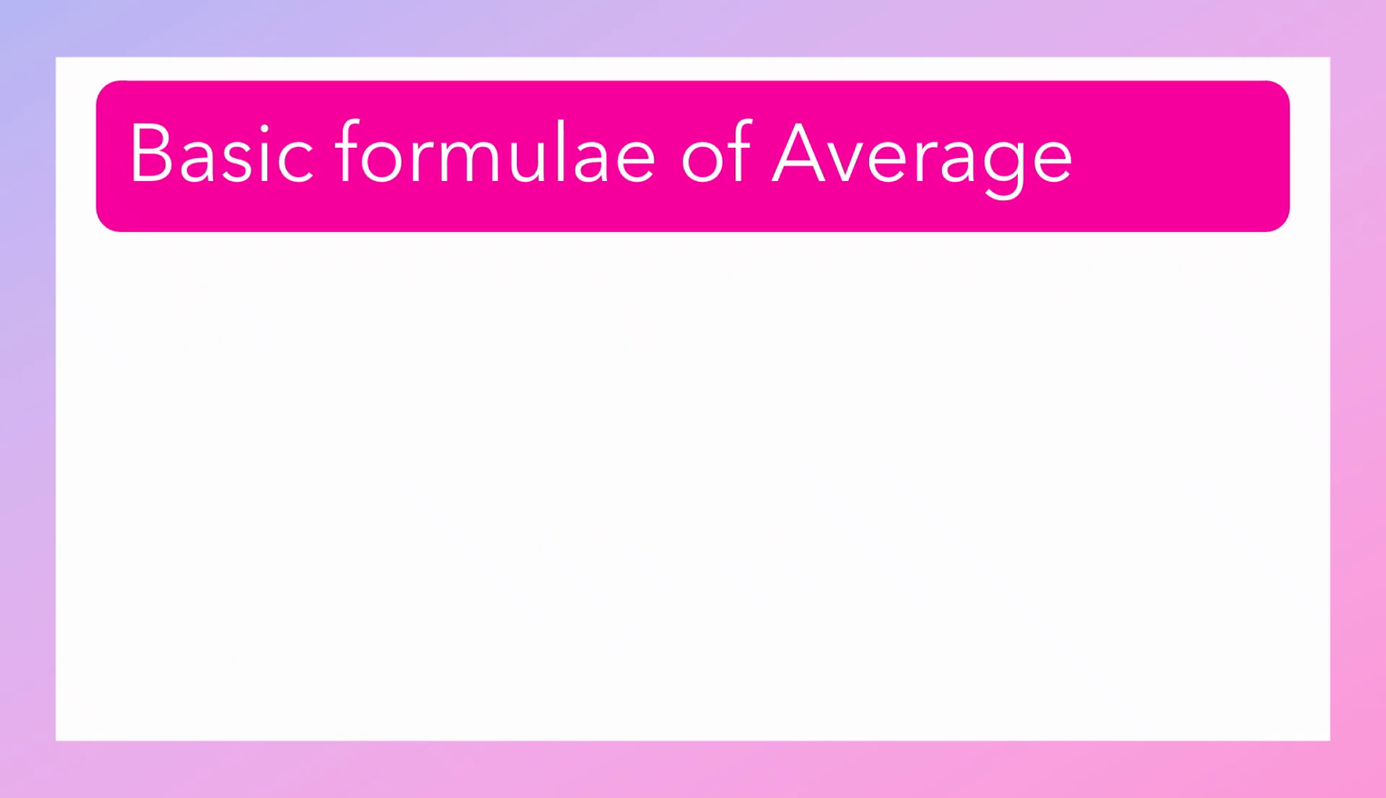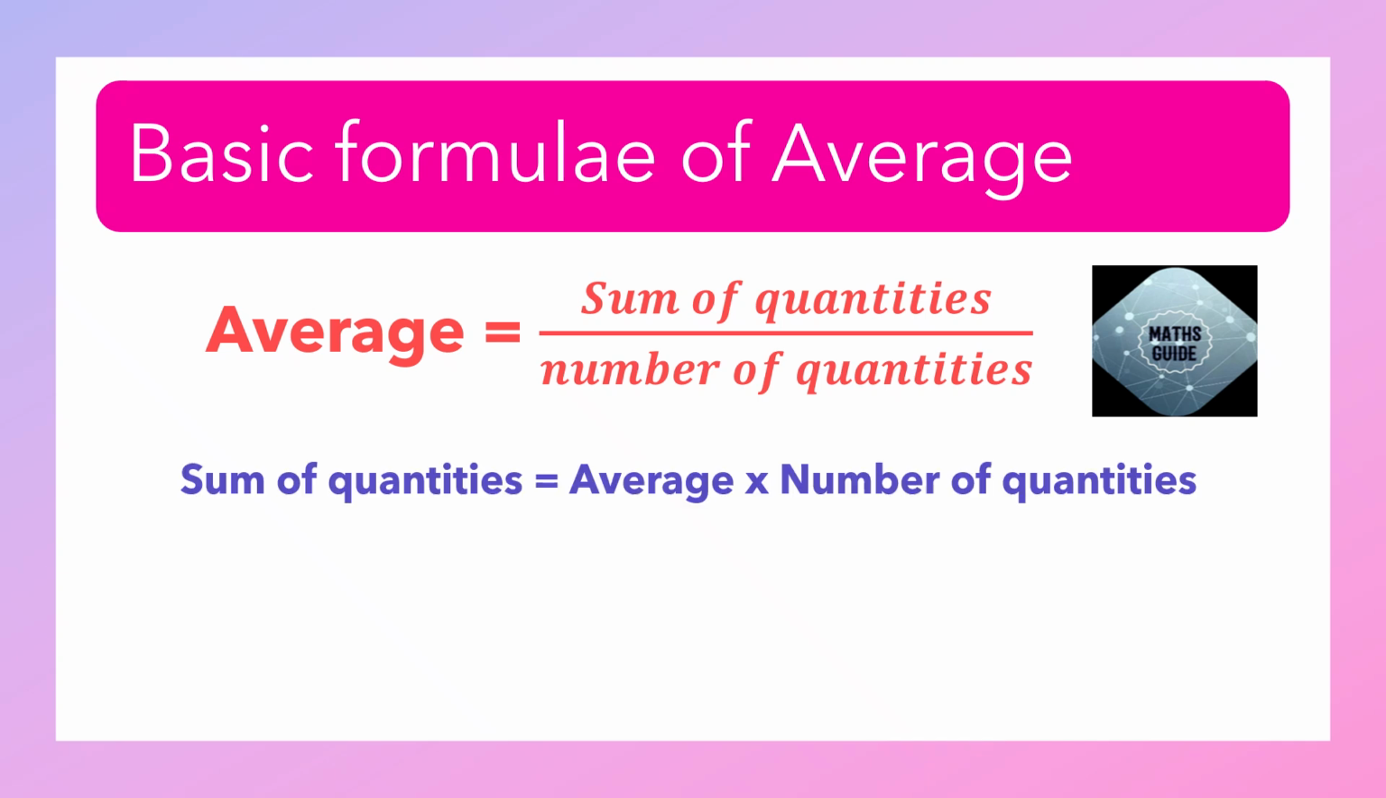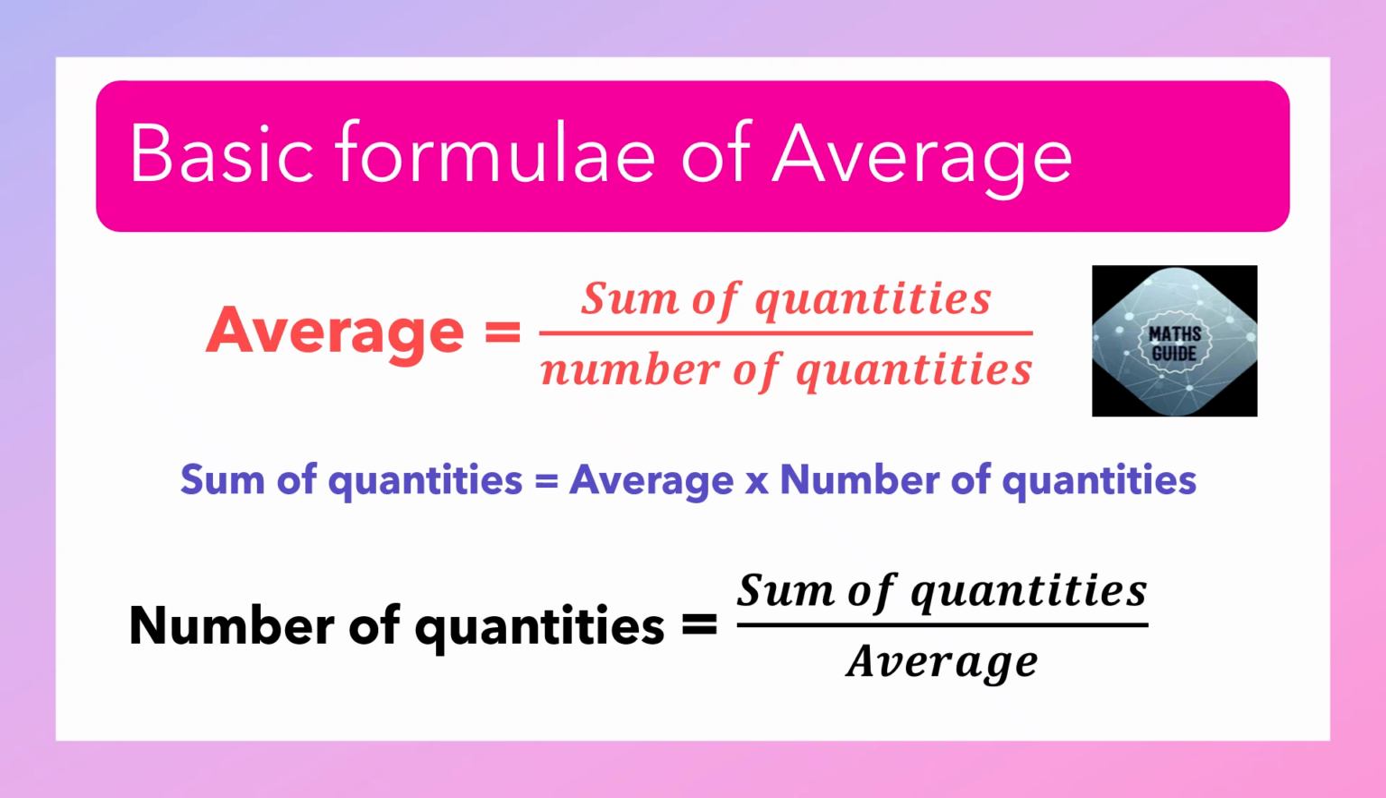As it is now understood that average is the equal distribution of something among the members, at the end of this video I suggest you keep these formulas in your mind. To find the average of numbers in the given set of data, you simply divide the sum of quantities by the number of quantities. If you have to find the sum of quantities, simply multiply the average by the number of quantities. And if you have to find the number of quantities and the sum and average have already been given, then you divide the sum of quantities by the average to get the number of quantities.